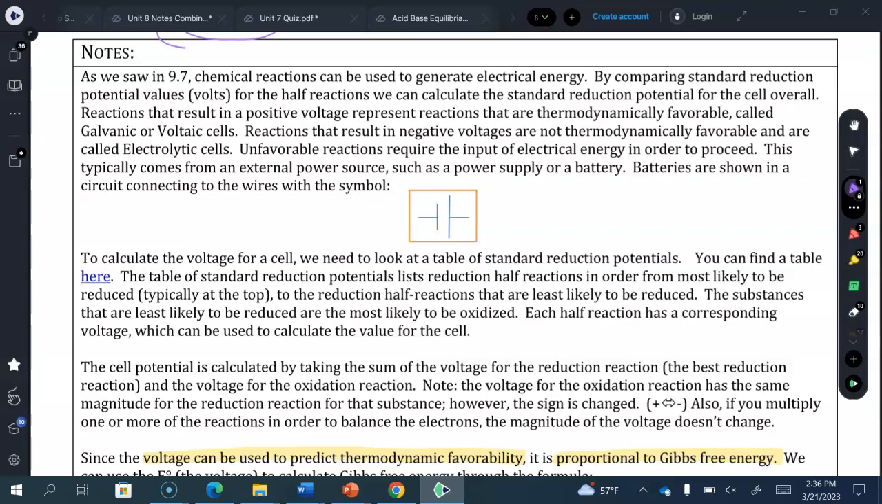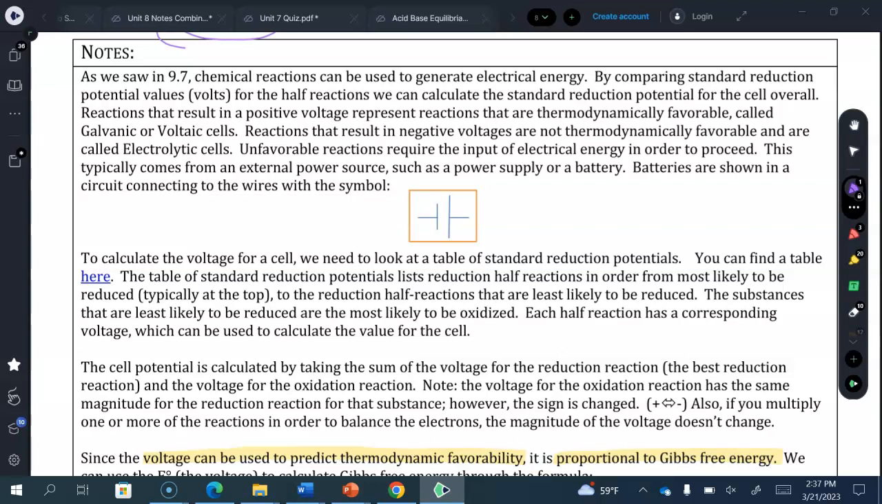The substances that are least likely to be reduced are most likely to be oxidized. Each half reaction has a corresponding voltage, which can then be used to calculate the value for the cell. The cell potential is calculated by taking the sum of the voltage for the reduction reaction and the voltage for the oxidation reaction. Note that the voltage for the oxidation reaction has the same magnitude as the reduction reaction for that substance. However, the sign is changed because you flip the reaction around, thus flipping the sign. Also, if you multiply one or more of the reactions in order to balance the electrons, the magnitude of the voltage doesn't change. That stays the same. So you can only flip the signs.